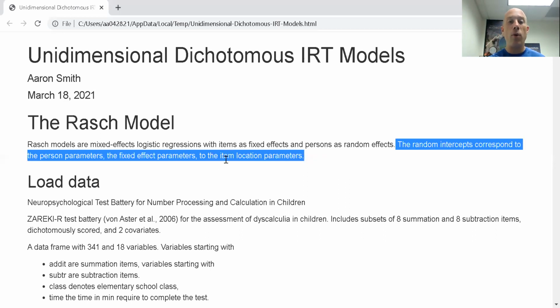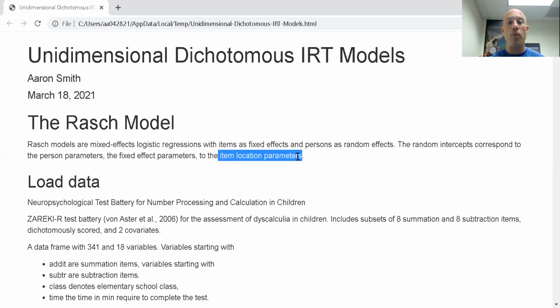What's going on with this item location aspect is that we're modeling, for every single question, the probability of being correct as a curve. It's the same shaped curve, but it shifts left and right depending on the difficulty of the question. If it's a very, very hard question, it's going to shift far to the right. If it's a very easy question, it's going to shift far to the left. And the student's overall ability indicates the likelihood that they would get it correct.